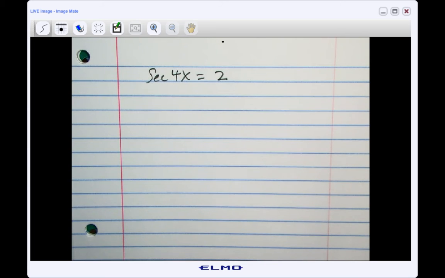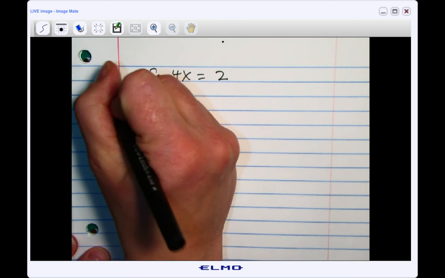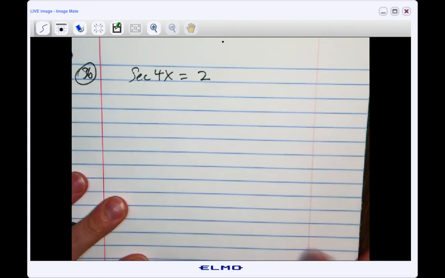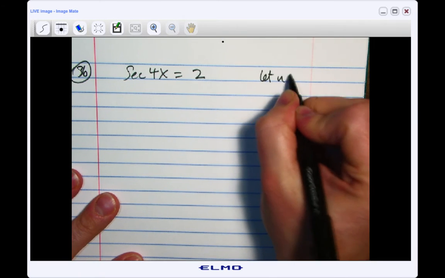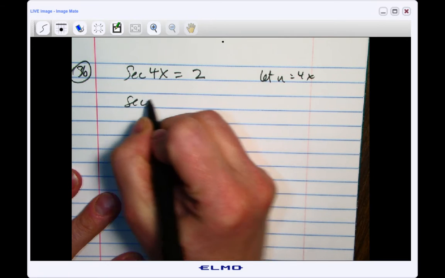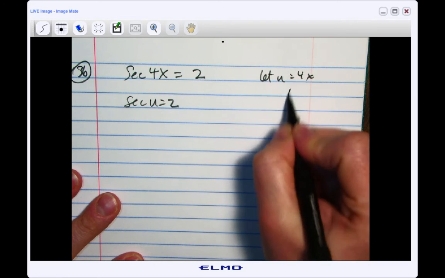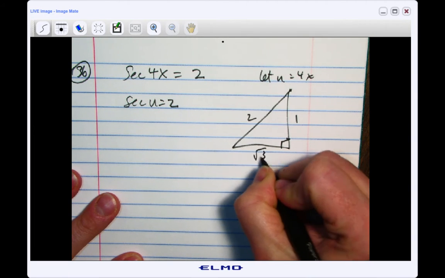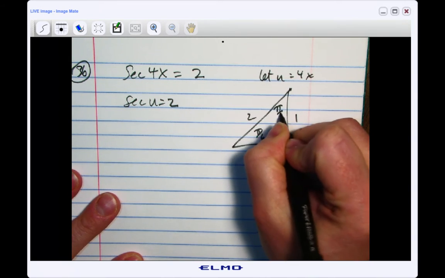All right, so this one is number 36 from the homework. This one is secant 4x is equal to 2. So again, I'm going to let u equal the 4x, and this is what I'm really going to work with. And so now I've got to look at my triangle, right? So it's 2, 1, root 3, so this would make this one pi over 6, pi over 3.